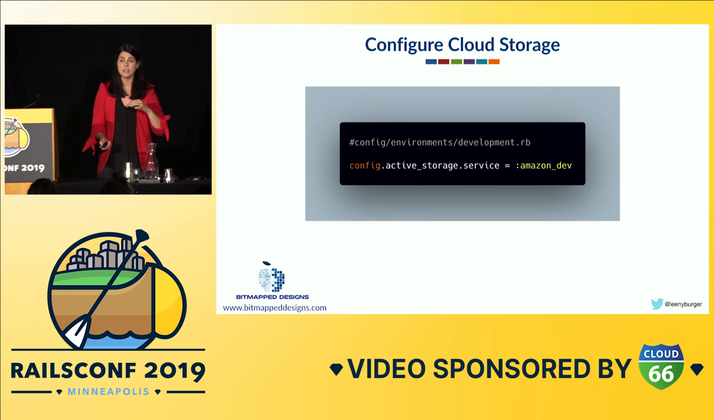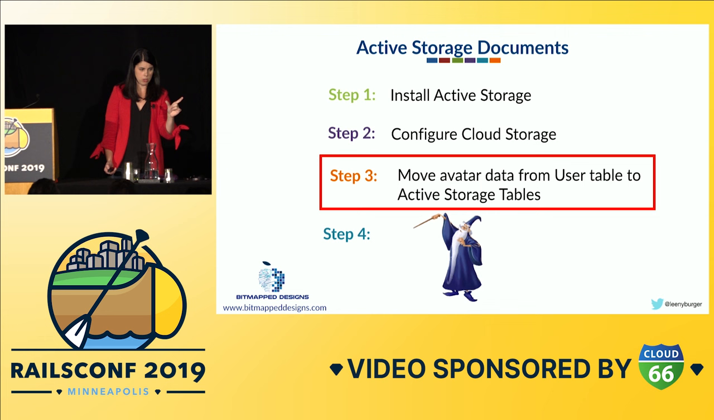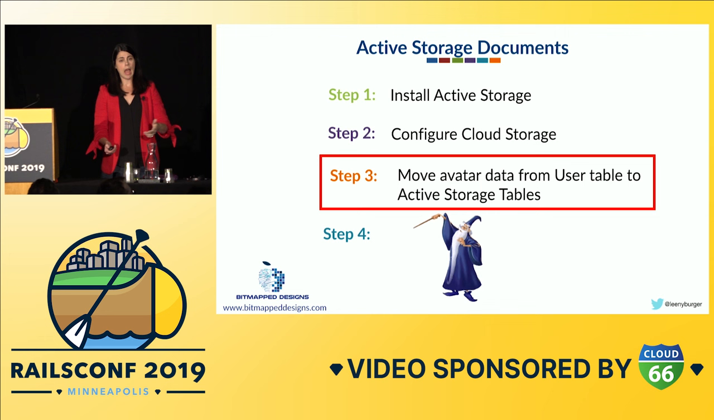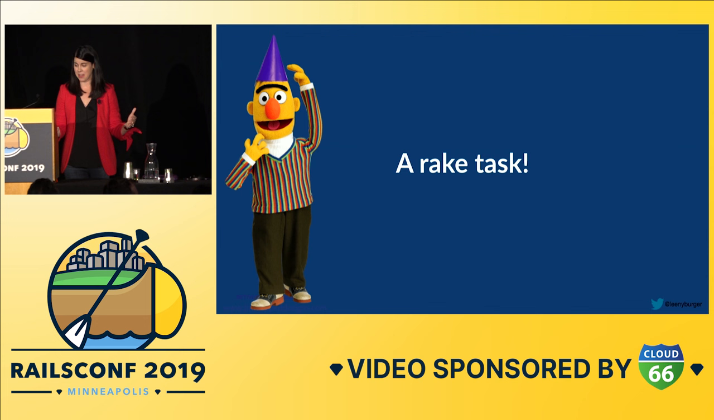So let's talk about step three. I have changed step three to say move avatar data from the user table to the Active Storage tables. Well, how do we move data from one table to another in our database? A rake task. So we are going to write a rake task together. And let's talk about this rake task.